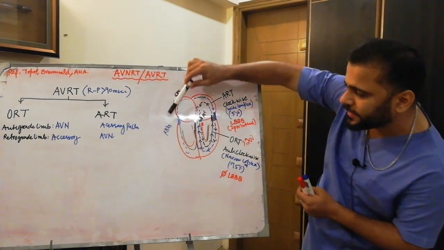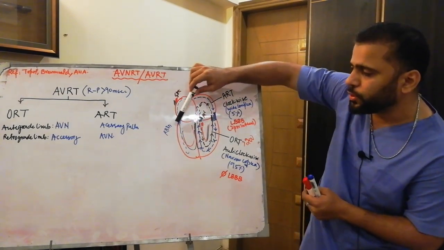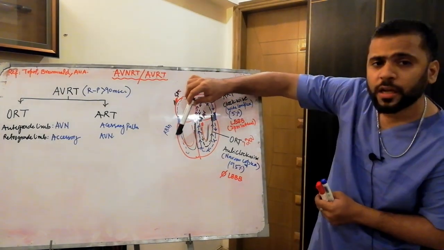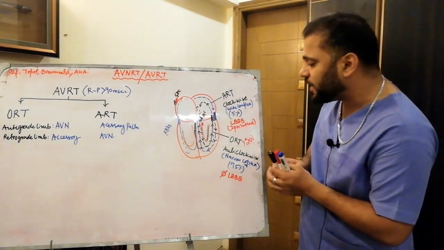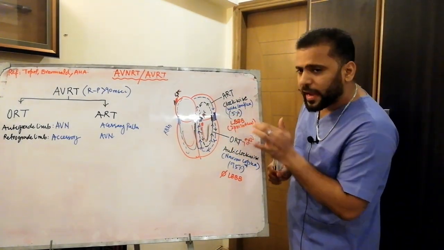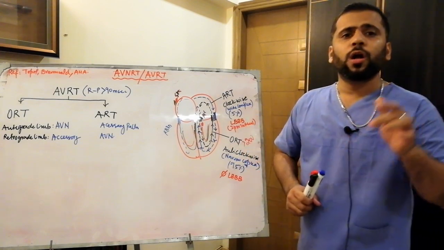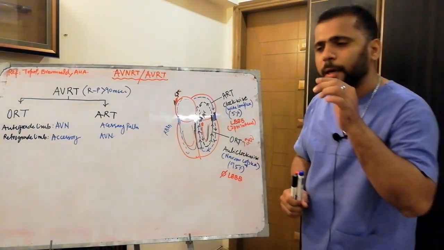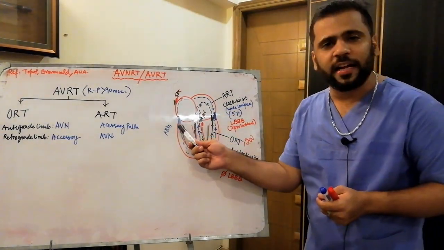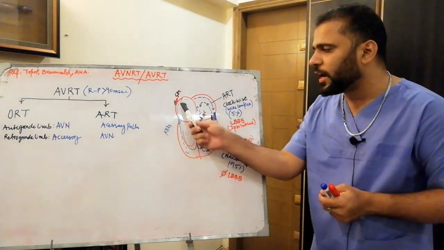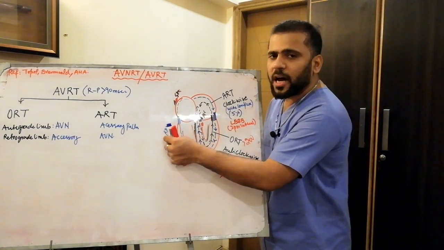Why? Because you are activating your heart in a retrograde fashion. It means you are blocking the fascicles. That's why you will get the bundle branch block ipsilateral to this accessory pathway. If you have an accessory pathway on the right side between the right ventricle and the right atrium, you will get an RBBB.